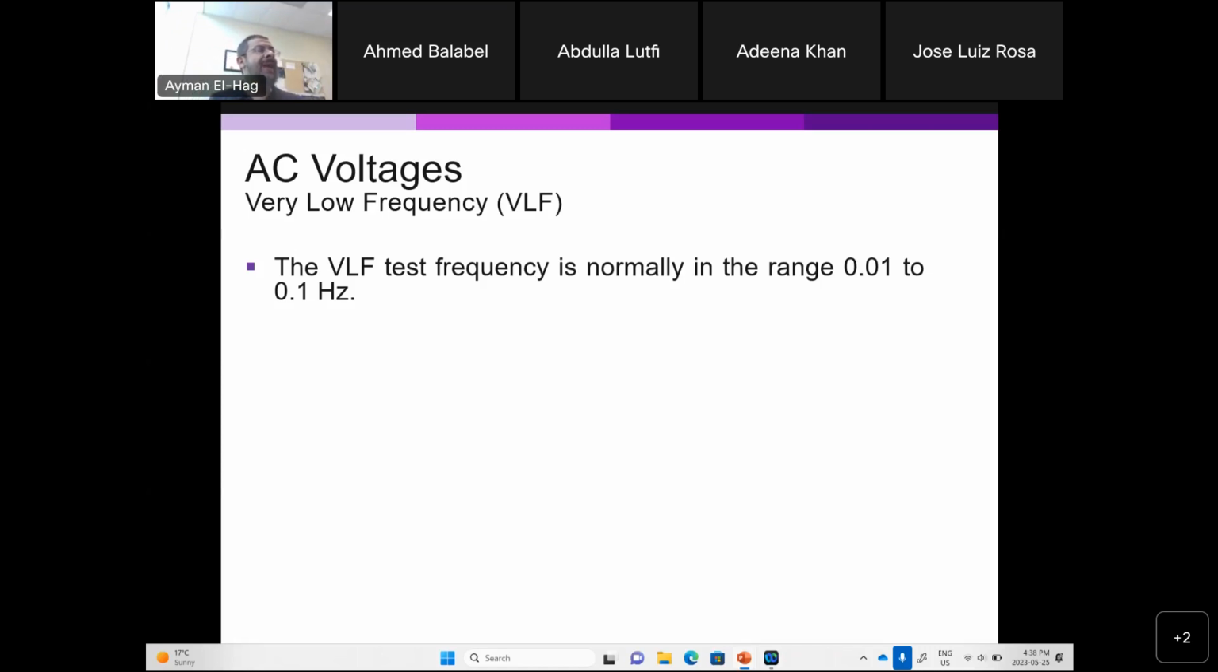We don't want to have an exaggerated stress, okay? We want to have a stress that really represents the actual stress in the field, not too much. And this will lead to development of new test methods, test equipment, and so on and so forth. One of them, relatively new, is the very low frequency, which is a sinusoidal that goes between 0.01 to 0.1 hertz.